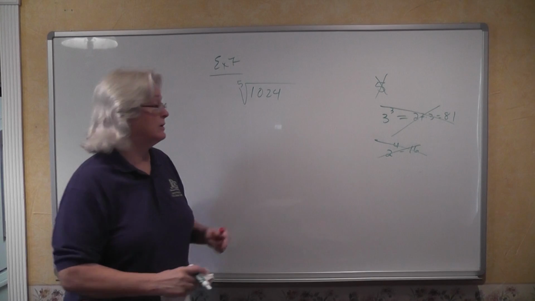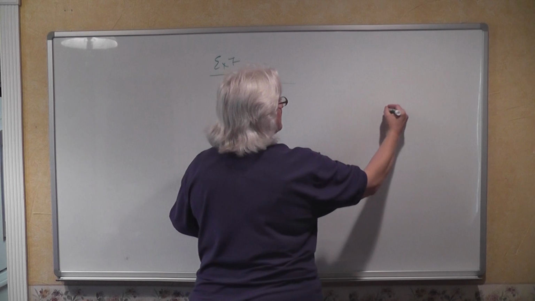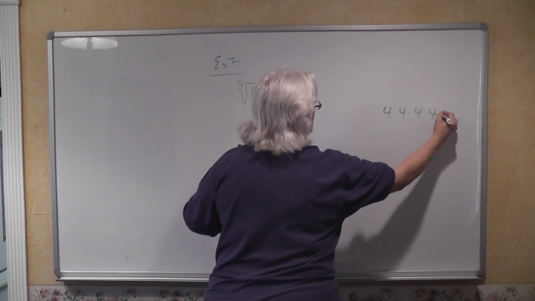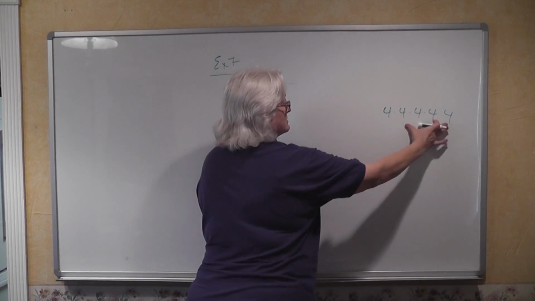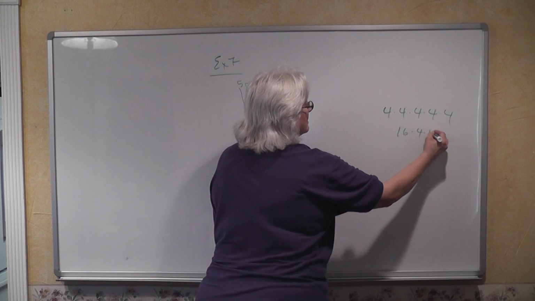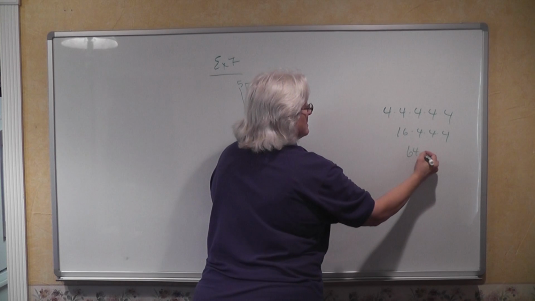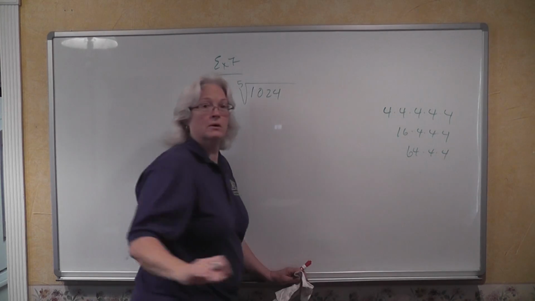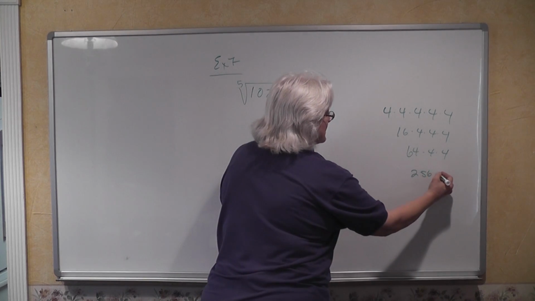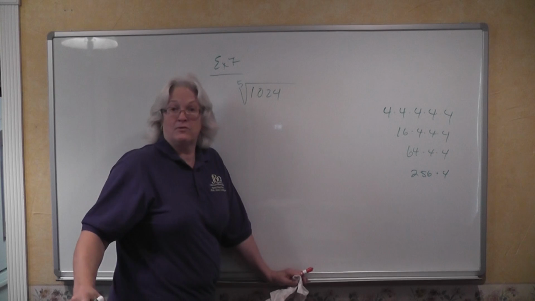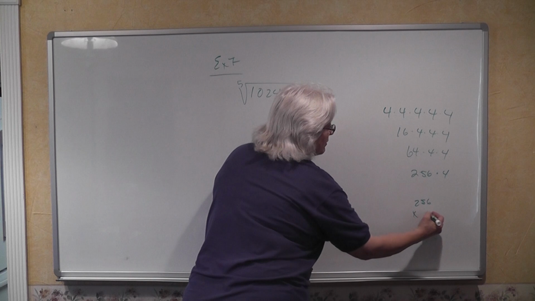What is 4 squared? 4 squared is 16. So let's just see what happens: 4 times 4 times 4 times 4 times 4. If we use 4 as a factor 5 times, I'm sorry. 16 times 4 times 4 times 4. 16 times 4, 64 times 4 times 4. What is 64 times 4? That's 256 times 4. Now let's go ahead and multiply 256 by 4.